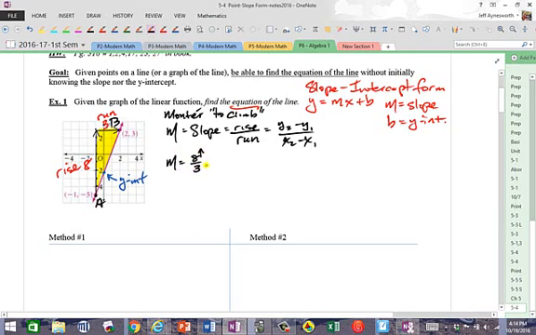We went up 8, right 3, so the slope's 8/3. Well, you can also do it algebraically too, so I'm going to do that here just to make a point. No pun intended. So let's put in A. A is (-1, -3). Point B is (2, 3).